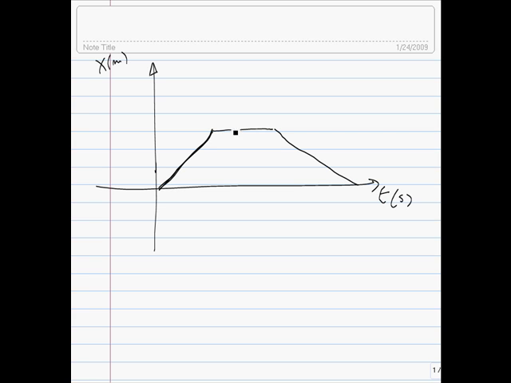Straight line horizontal, another straight line. Let's consider point A, point B, point C, and point D. Let's try to describe the motion between each point. From A to B, I'm dealing with an x versus t diagram. Therefore, I know that the slope refers to the speed.